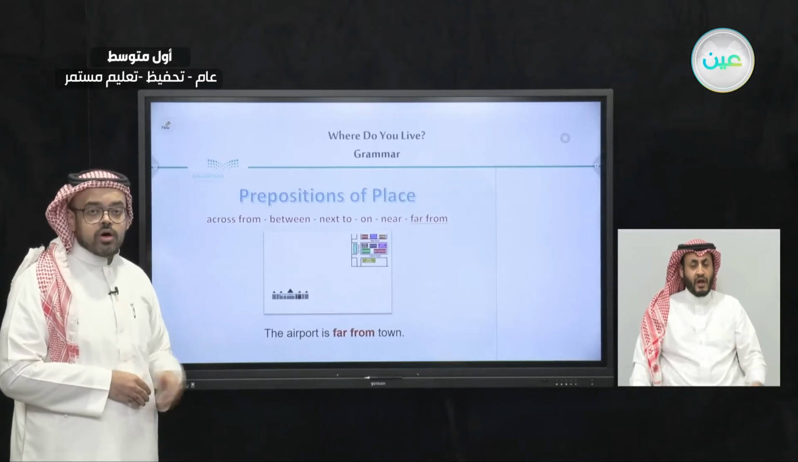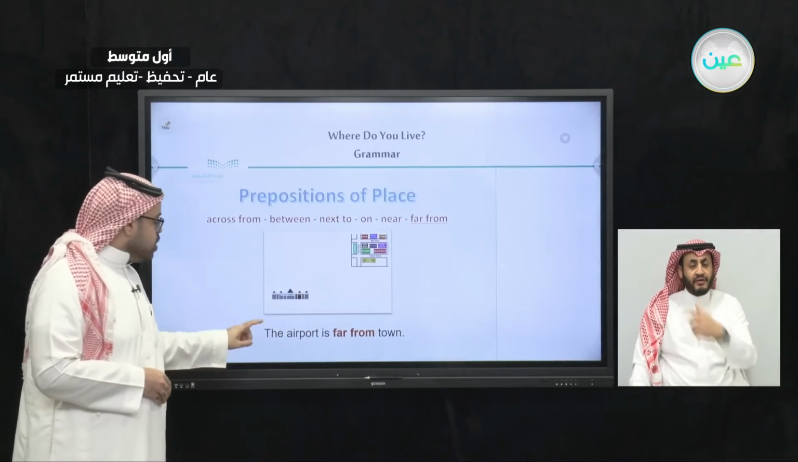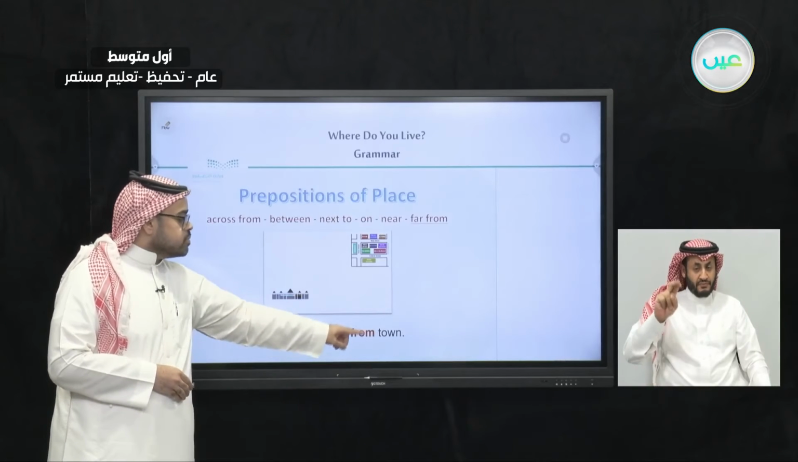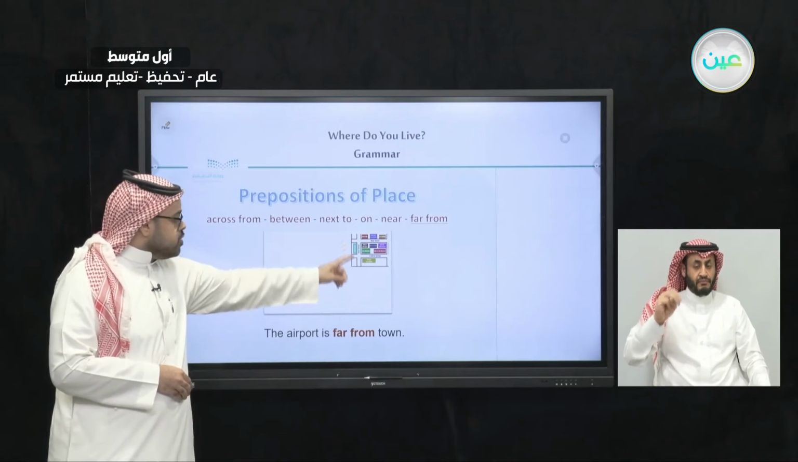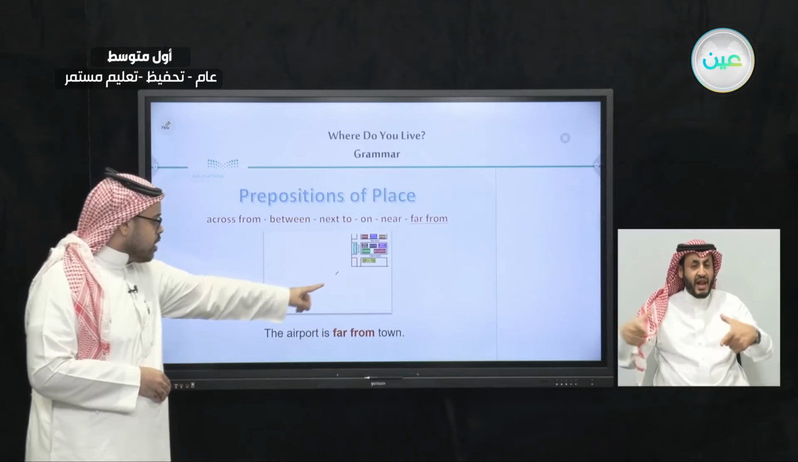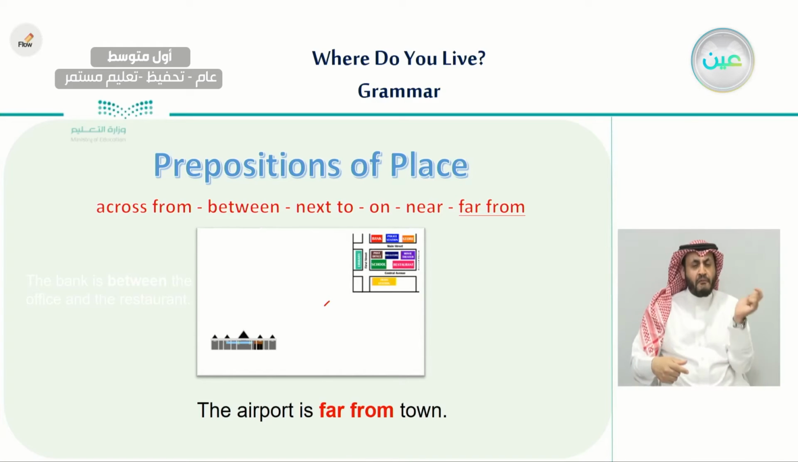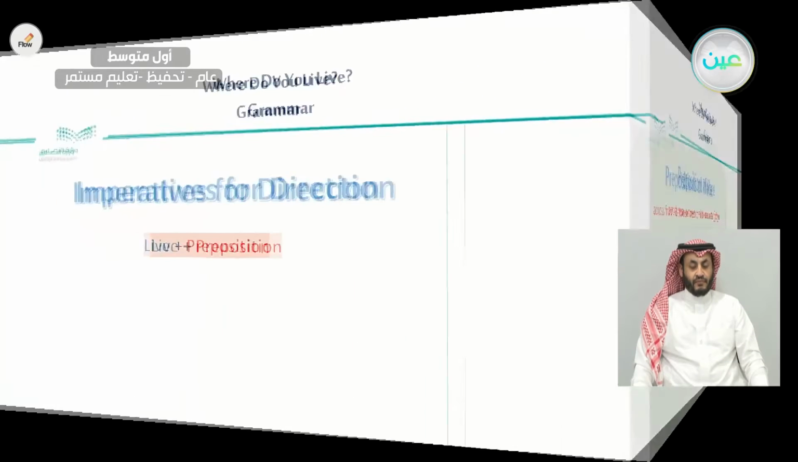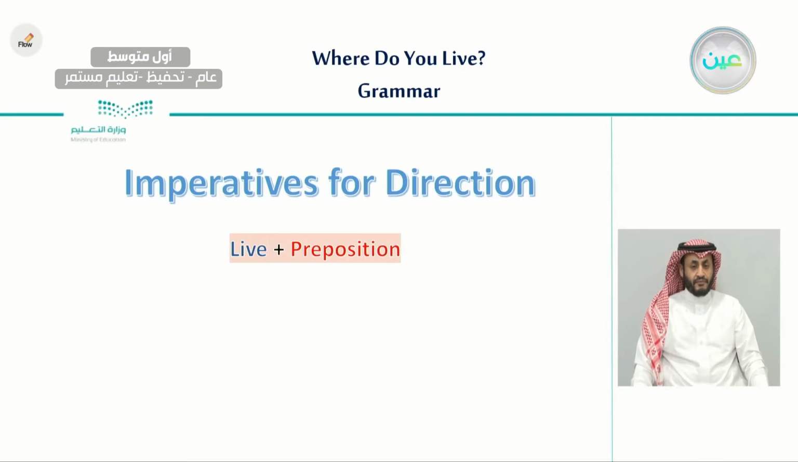The last example we have, far from. The airport is far from town. So here you see, here is the town and way over there is the airport. So the airport is far from town. What do you mean by far? It's not near, it's not close, it is far from. So here we have been introduced to the 6 prepositions of place.